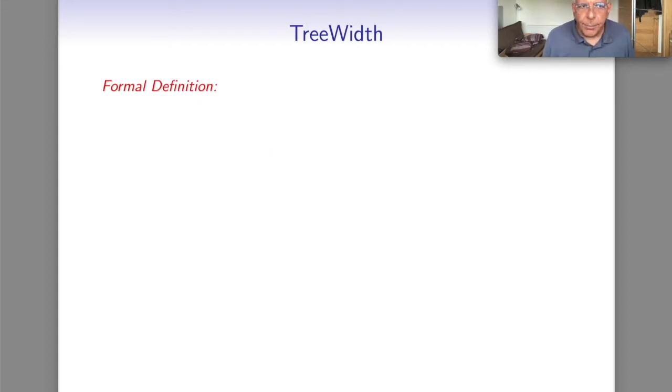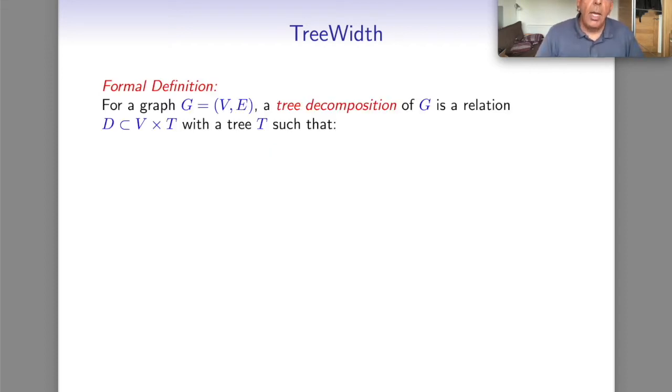Formally, if you have a graph, so this is undirected simple graphs, remember, with the set of vertices V and a set of edges E, then the tree decomposition of a graph is a relation which relates the vertices of the graph with a tree T. Another way of saying this is we have a tree T, and we associate with every node in the tree T a set of vertices.